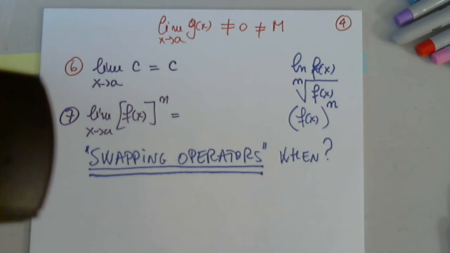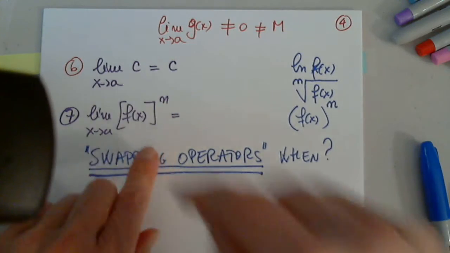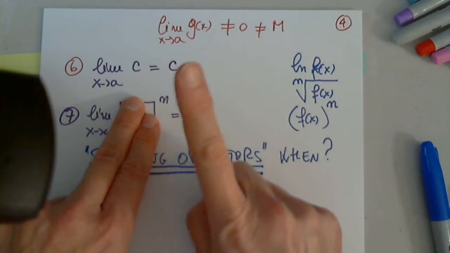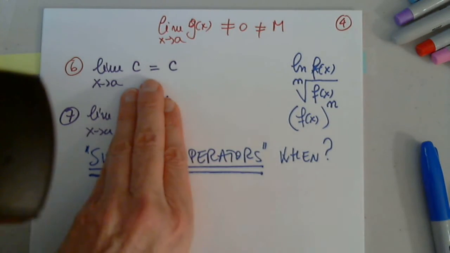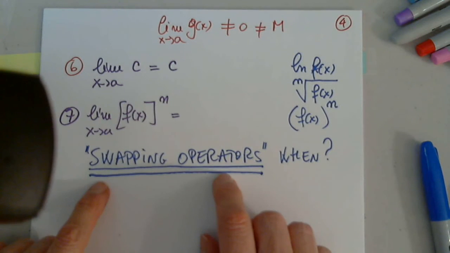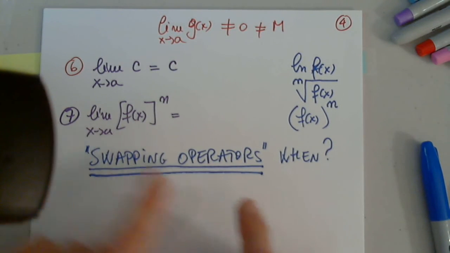I am going to swap the operator, the orders of the operators. As you see, here the function has to be raised to the nth power. This is the first operator. When I'm done, I apply the second operator. Now I want to swap them and apply them in the opposite order. I am allowed to do that. When?